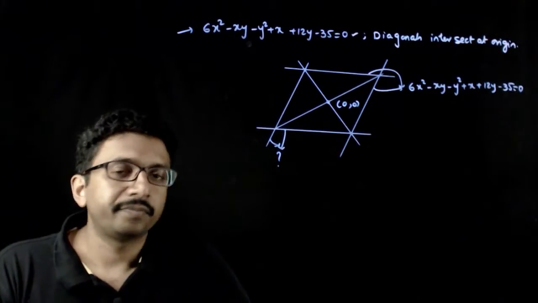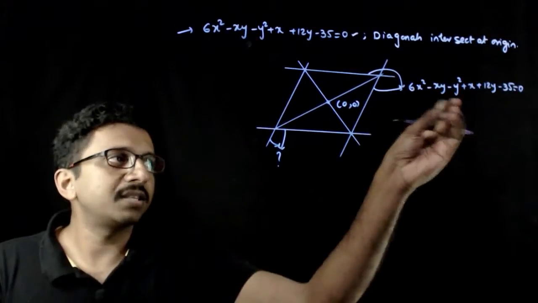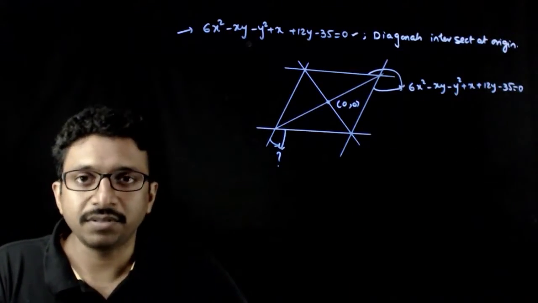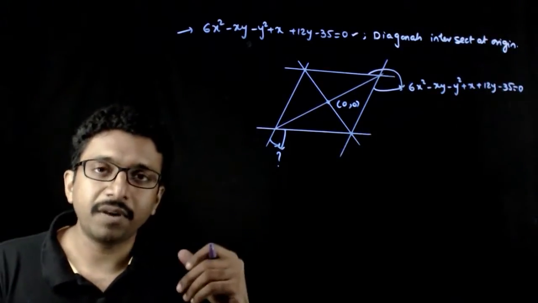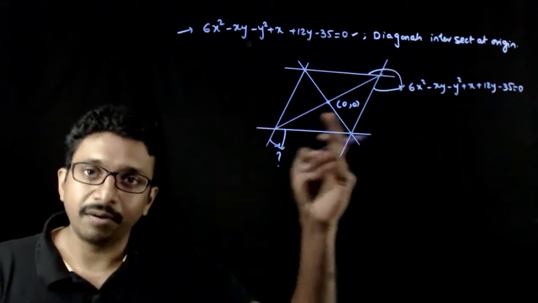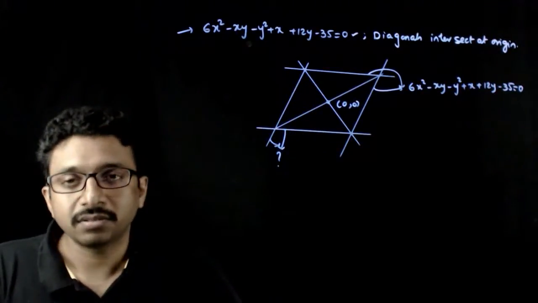So welcome students. In this question, you are given a pair of lines 6x² - xy - y² + x + 12y - 35 = 0. I want another pair of lines which are parallel to this pair of lines, which form a parallelogram such that the diagonals intersect at the origin.